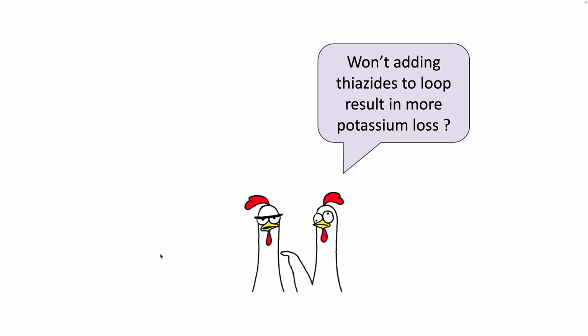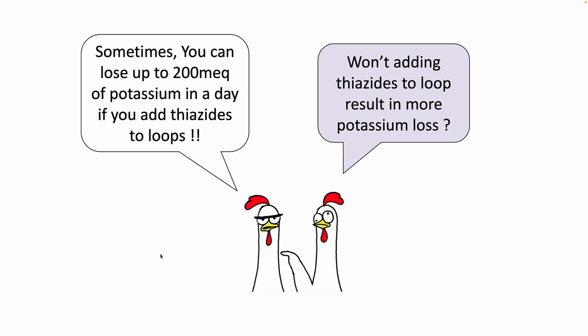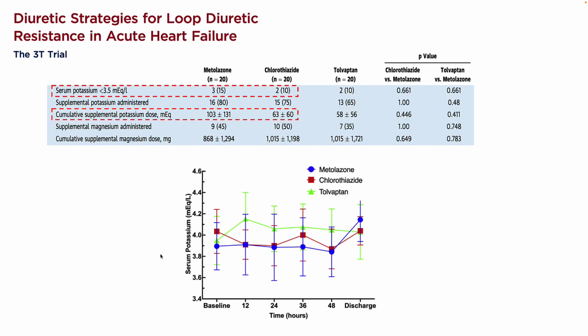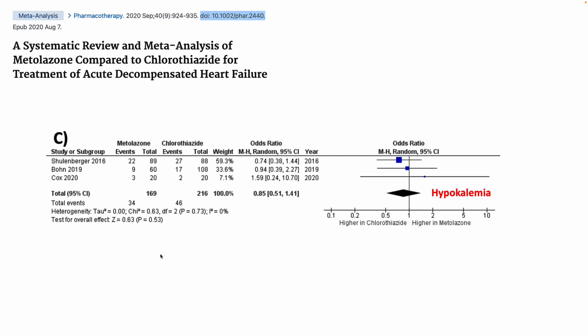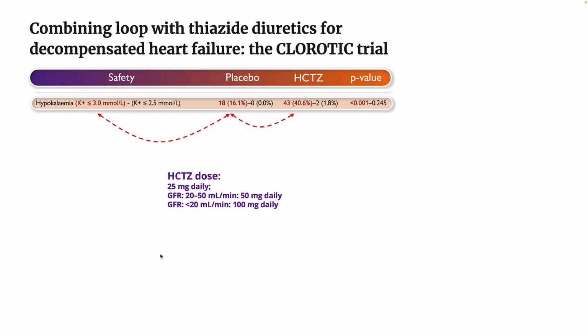What about potassium loss with adding thiazides to loop diuretics? And this is a serious concern because you can sometimes lose up to 200 milliequivalents of potassium in a day if you add thiazides to loop in a good renal function. In the 3T trial, they found the rate of hypokalemia to be around 10 to 15% when using thiazides with loop diuretics. In the same systematic review and meta-analysis, the rate of hypokalemia was similar between metolazone and chlorothiazide.